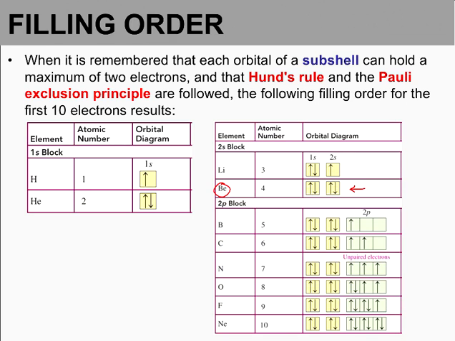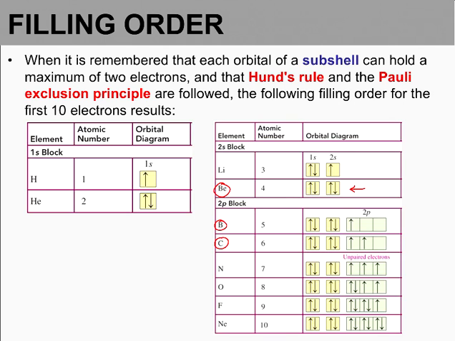All right, and then we're going to jump to boron, which has 5 electrons, and the next highest energy subshell is the 2p subshell, so we'll start filling that in with 1 electron. And then carbon we already went over, so we would have 2 unpaired electrons in the 2p subshell.